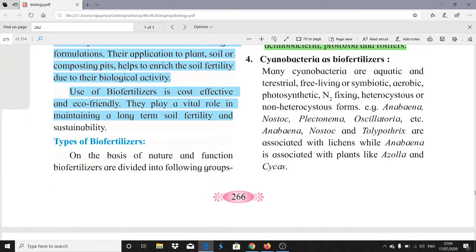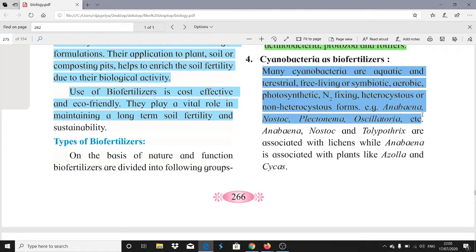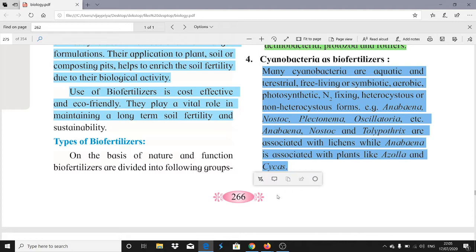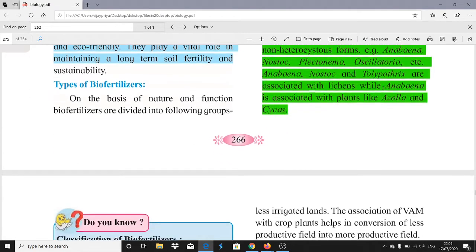So these are the various kinds of microorganisms. Cyanobacteria as biofertilizers. Many cyanobacteria are aquatic and terrestrial, free living. Some are symbiotic, some are aerobic, some are photosynthetic, nitrogen fixing, heterocystous or non-heterocystous forms, like Anabaena, Nostoc, Oscillatoria. These are the examples. They are associated with the lichens. Anabaena is associated with plants like Azolla, Cycas, etc.